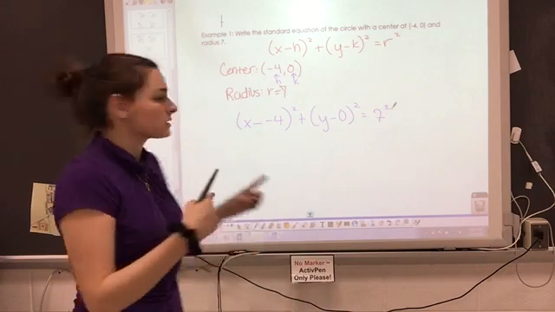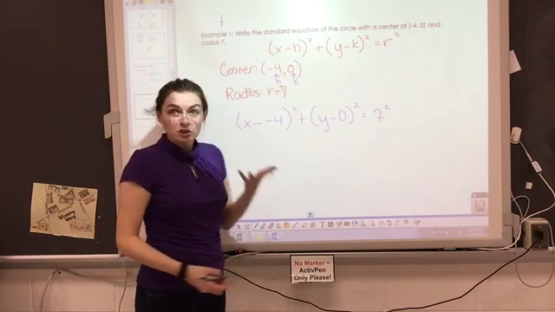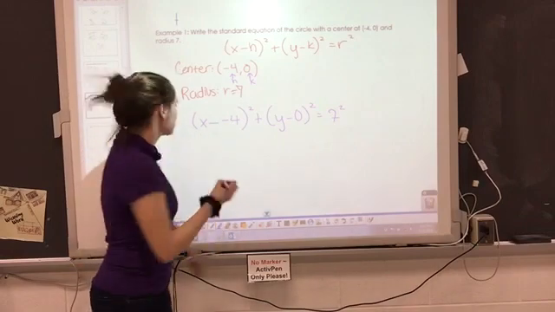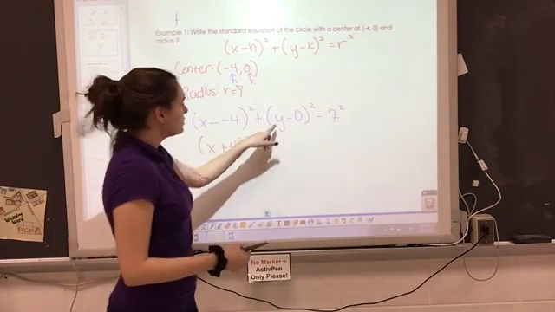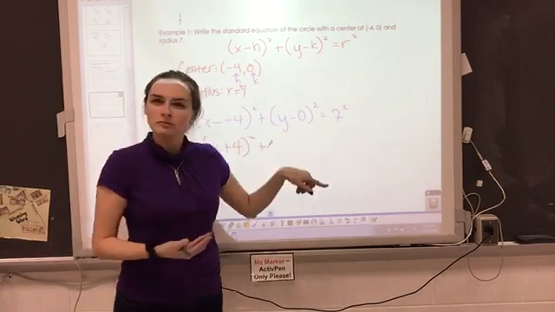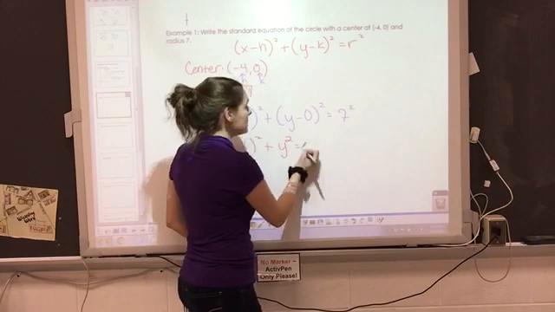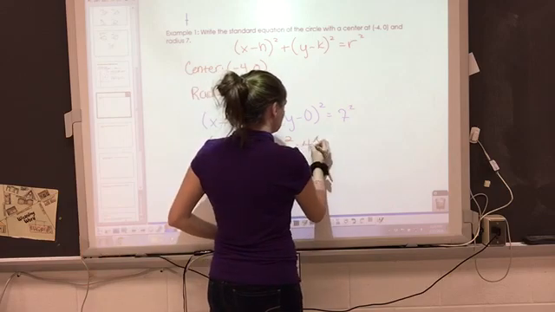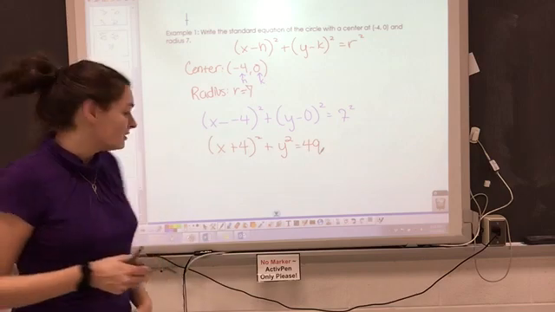Let's clean that up a little bit, see what it looks like. So, what do you guys remember about two negatives? Yeah, it should make a positive. So instead of being x minus -4, it should be x plus 4. Good. Plus, well, y minus 0. Yeah, it's just equal to y. So do I need that minus 0? Nah. So I can write it as y squared is equal to, what is 7 squared? 49. Good. So there is my general equation of my circle.